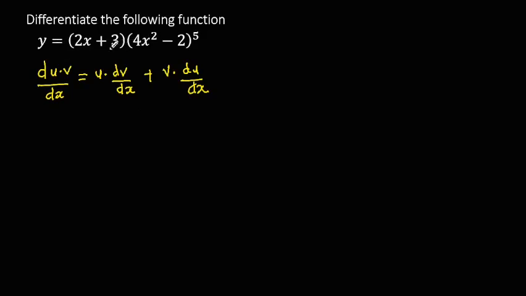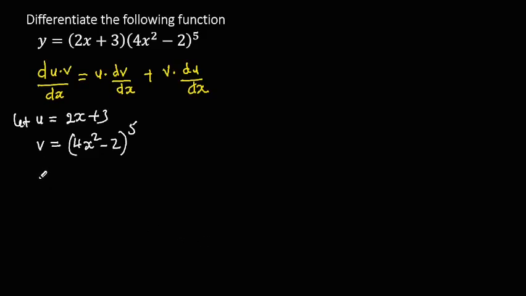From here, as we said, the first function of the composite function is normally the u. So you're going to say let u equal 2x + 3. And obviously v is going to be equal to (4x squared minus 2), then you raise it to the power of 5.